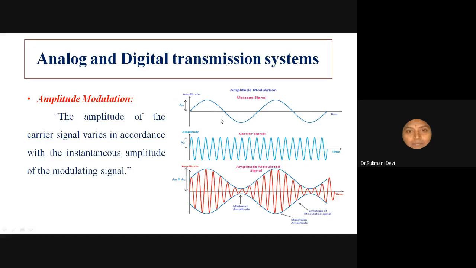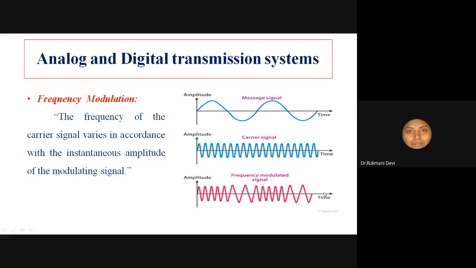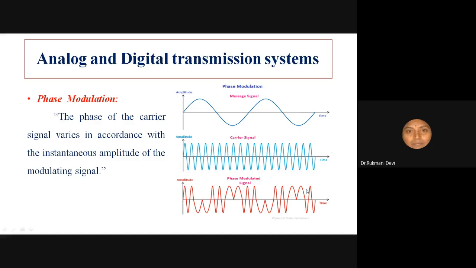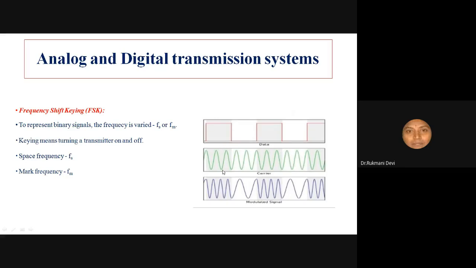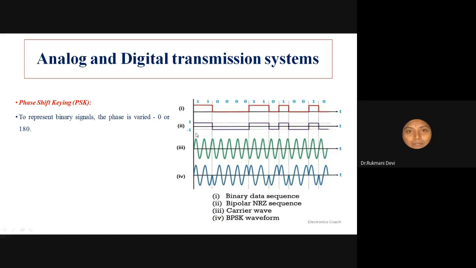For amplitude modulation, you see the analog signal, the carrier signal, and the modulated signal. Then you have frequency modulation, then phase modulation, where you can see the phase of the signal changes. Then amplitude shift keying, as I told you, the data is digital and the carrier is continuous. Then frequency shift keying: if the data is 1 it is one frequency, if 0 it is another frequency. Then phase shift keying: depending upon the input data, the phase of the carrier changes, either a 0-degree or a 180-degree phase shift.